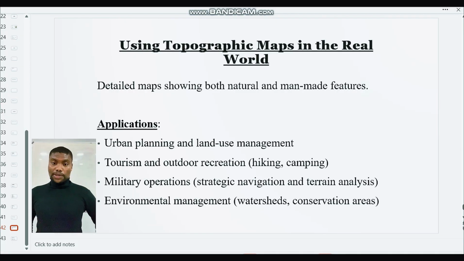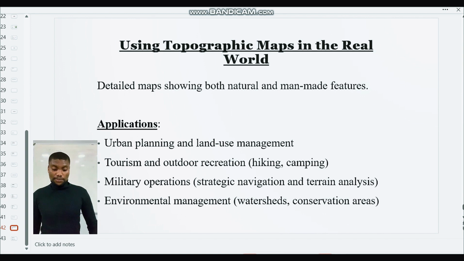We'll move along to maps in the real world. A topographic map is, in brief, a detailed map showing natural and man-made features. In terms of applications, we use topographic maps in urban planning and land use management, and tourism and outdoor recreation, whereby you look at hiking and camping. For military operations, we also use topographic maps. Also in environmental management, the topographic map is used.